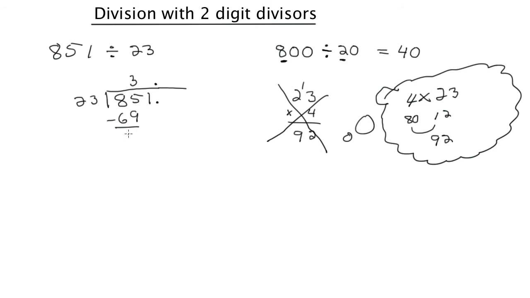85 minus 69, we get 16. Careful with your subtraction. All right, this number, my remainder down here, is lower than my divisor. I know I put it in there as many times as I could. Bring down the 1. Same process.